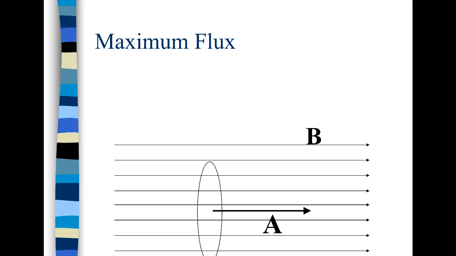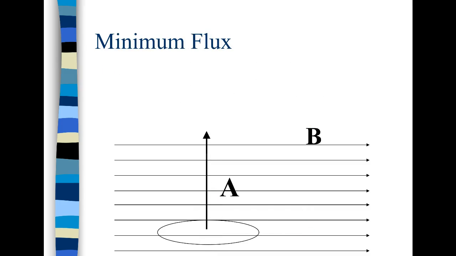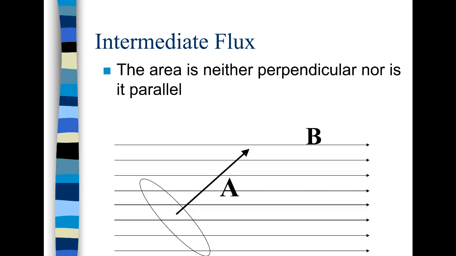So you get the maximum flux when the area vector A is aligned so that a perpendicular to this area points parallel to the field. In other words, here is the area, and the area vector A, which is equal to A n hat, is parallel to the magnetic field. You get minimum flux when the area vector is perpendicular to B, and you get intermediate at any angle in between.